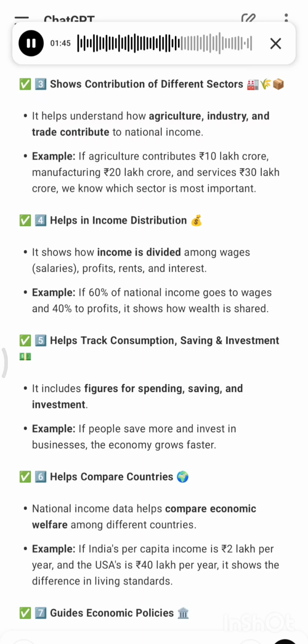5. Helps track consumption, saving, and investment. It includes figures for spending, saving, and investment. Example, if people save more and invest in businesses, the economy grows faster.